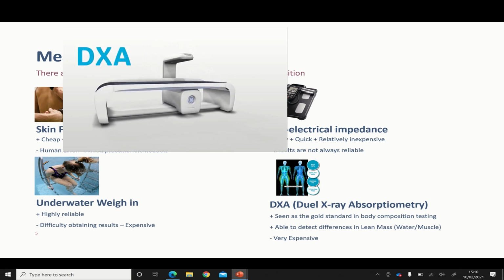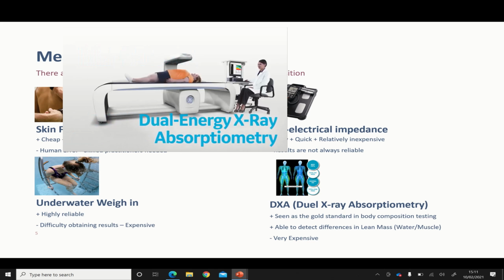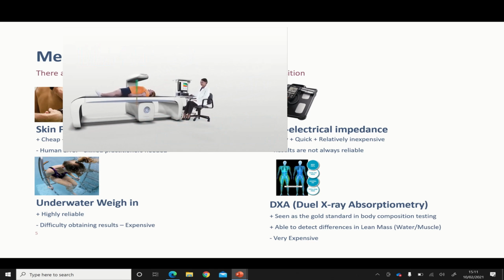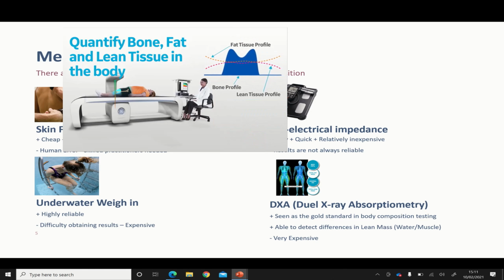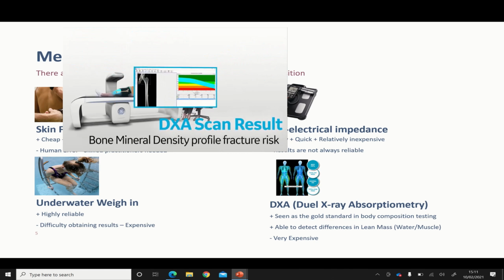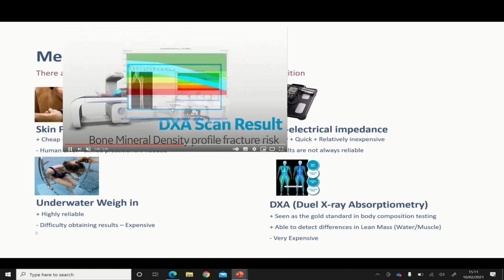The fourth and final method for measuring body composition is what's known as a DEXA scanner. DEXA stands for dual X-ray absorptiometry, and this is considered the gold standard in body composition testing. The reason it is considered the gold standard is because it is able to detect the differences and distinguish between the types of lean mass. We mentioned in the previous slide the 4-compartmental model, where we're able to distinguish between water, muscles, minerals and bones, and the DEXA scanner is able to do that. So we get some really comprehensive results from this type of measure.